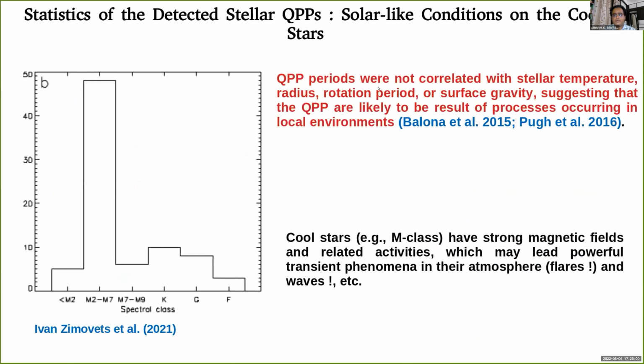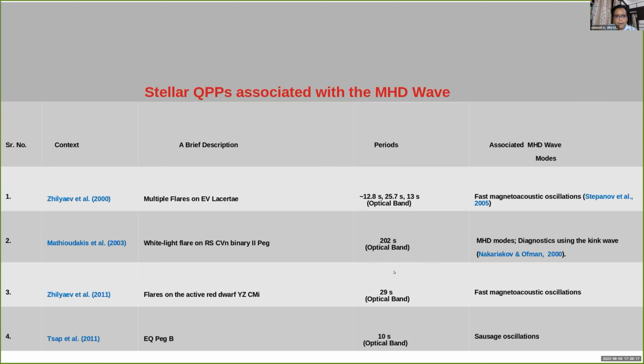And this is another very important piece of information that I want to emphasize here: QPP periods were not correlated with the stellar temperature, radius, or other things like rotation period or surface gravity, especially in the cool stars. In the cool stars, strong magnetic field and related activities are predominant, which may lead to powerful transient phenomena in the atmosphere, for example, flares and waves. I would just summarize the stellar QPPs associated with the MHD wave and oscillation related interpretation. Probably Valery is going to talk about all these things and their seismology aspects in the next talk.